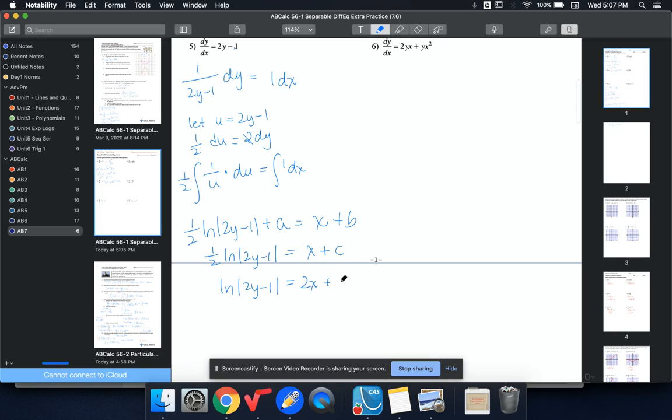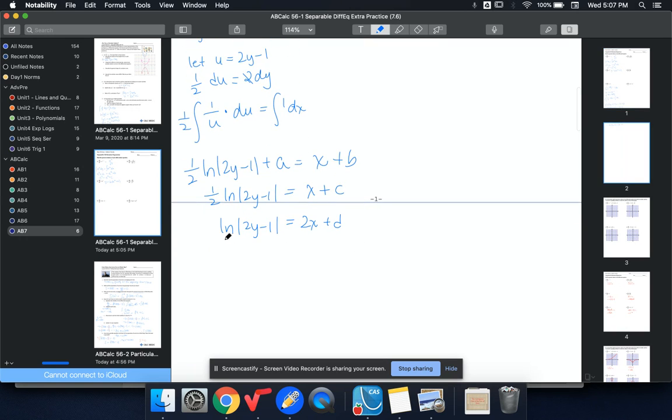Well, that's just another constant, so I'll call it d. Then I'll take my e of both sides. 2y minus 1 equals, absolute value, 2y minus 1 equals e to the 2x plus d. And now here's often what happens when I have e's. I use my exponent rules to separate that out to e to the 2x times e to the d. Well, this is just another constant, so I don't want to use the letter e, so I'll go to f, and I'll say f times e to the 2x.